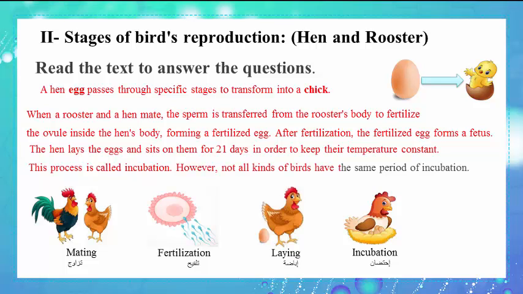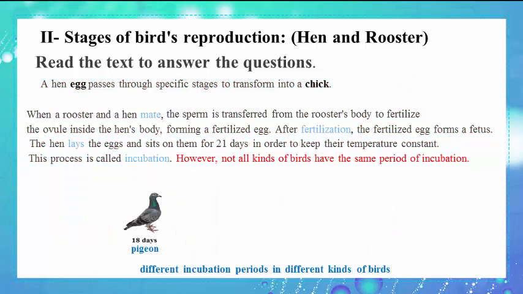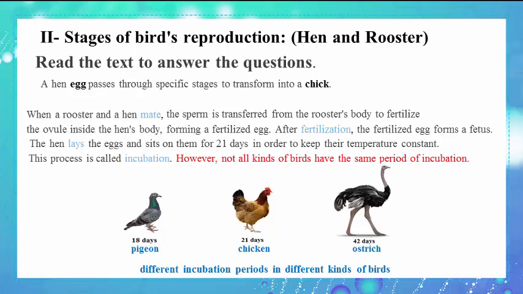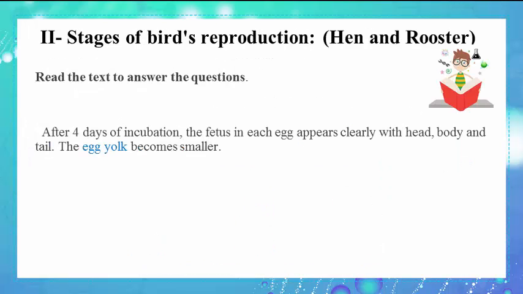However, not all kinds of birds have the same period of incubation. For example, the incubation period of a penguin egg is 18 days, while that of a chicken is 21 days. However, the incubation period of an ostrich egg is 42 days. Let's complete reading the text.